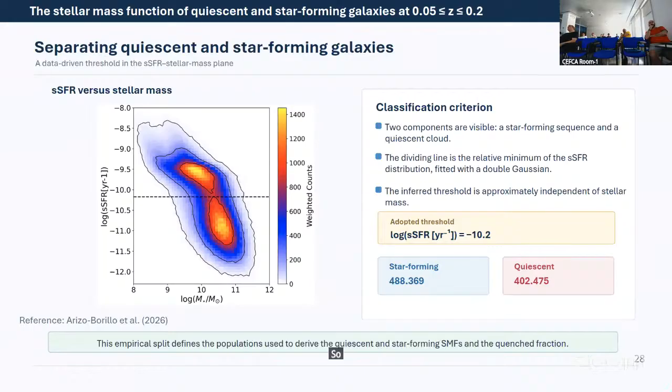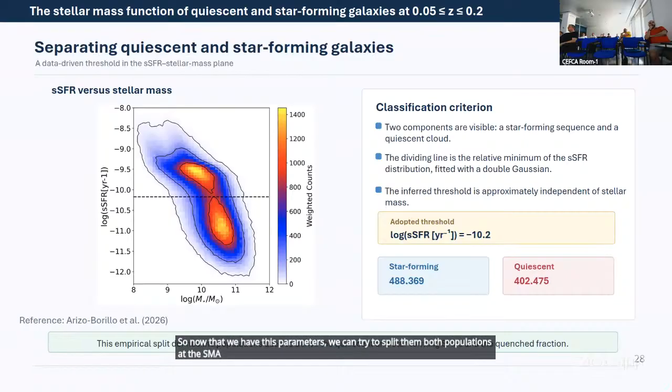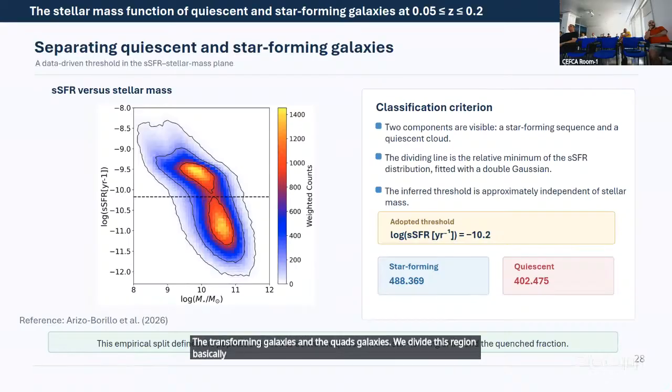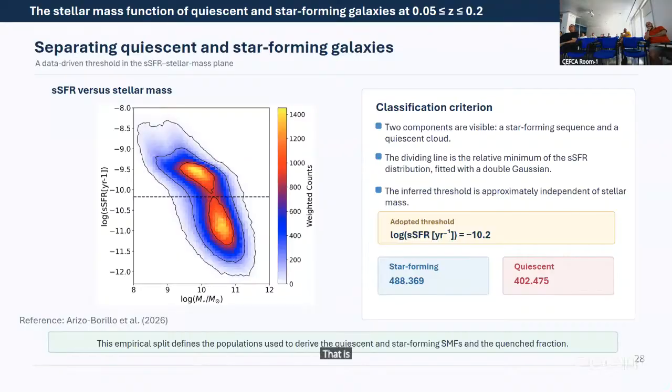So now that we have these parameters, we can try to split into both populations. That is a crucial part of our study. So here we have the star-forming galaxies and the quenched galaxies. We divide this region basically with the minimum of a double Gaussian fit, and we obtain a value of specific star formation rate in logarithm of -10.2. That is quite normal compared, for example, with GAEA works. And we obtain these numbers of star-forming and quenched galaxies.